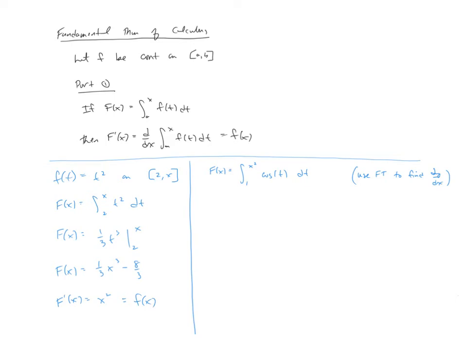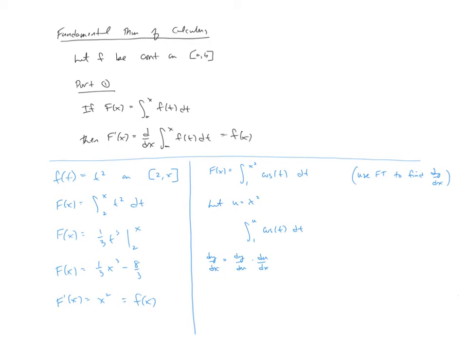So what we're going to do is a substitution. I'm going to let u equal x squared. If u equals x squared, now I'm going to be looking at an integral from 1 to u of cosine of t dt. Now, we also know that by the chain rule that dy dx is going to be equal to dy du times du dx. So now, that's what we're searching for. We're searching for the dy dx.